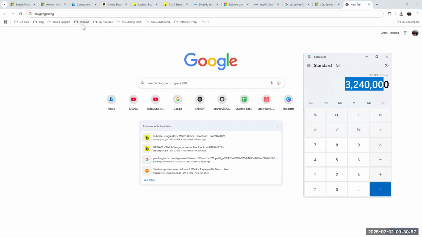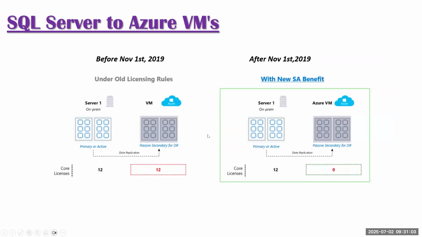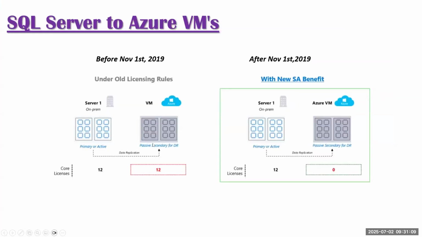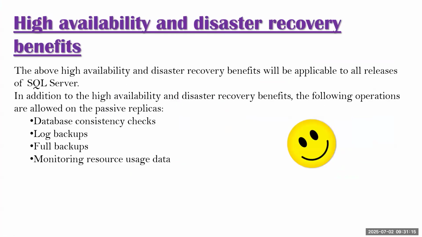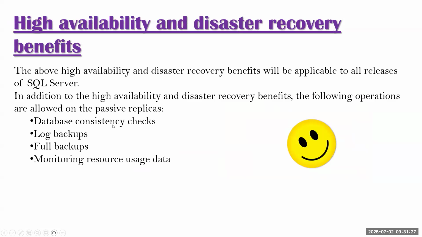So apart from licensing, Microsoft is also offering benefits when you especially go for high availability. You know that one server license is free, two servers licensing is free. Apart from this, Microsoft is also offering that you can take backups on secondary replicas. You can take the backup there to improve the performance of the primary replica. You can run consistency checks, take log backups, take full backups, and monitor.